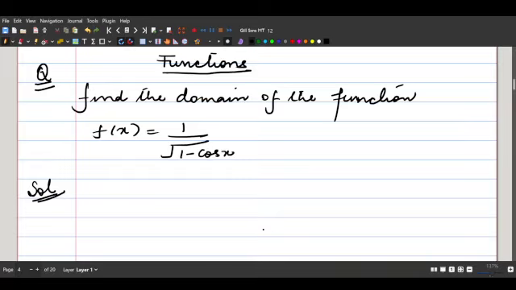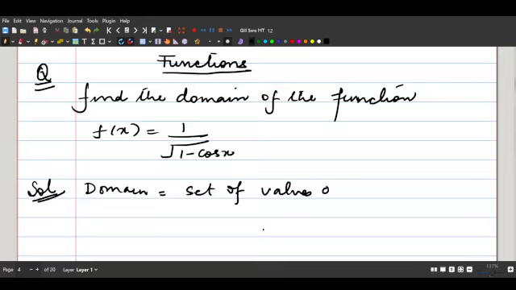Now here I am taking one question where we have to find out the domain of the function. The function is 1 upon under root 1 minus cos x. I hope you know the meaning of domain. Domain means the set of values of x in f(x). What values of x can be put over here?